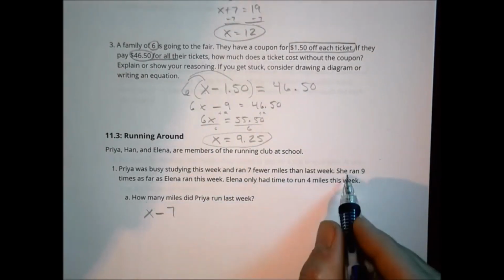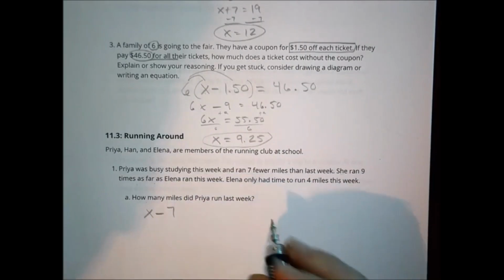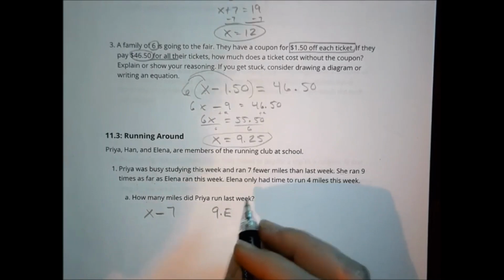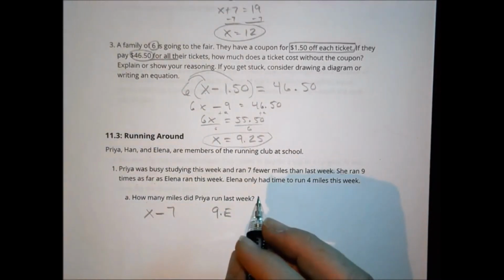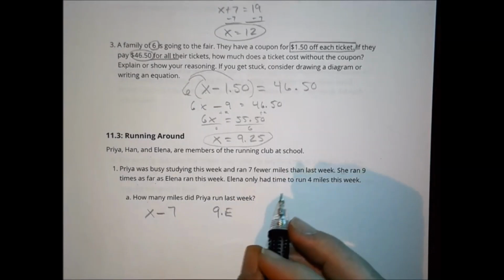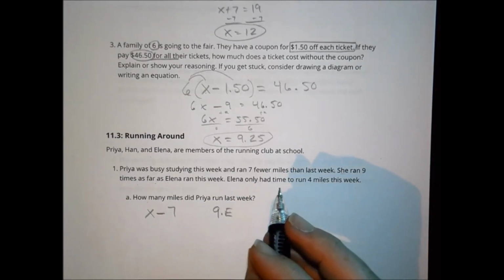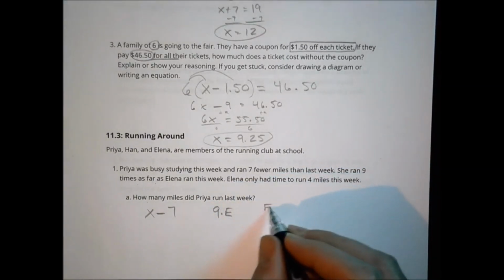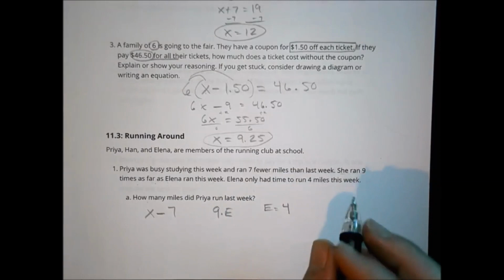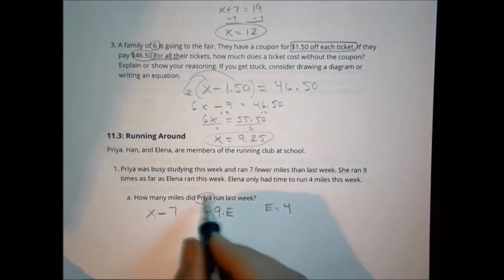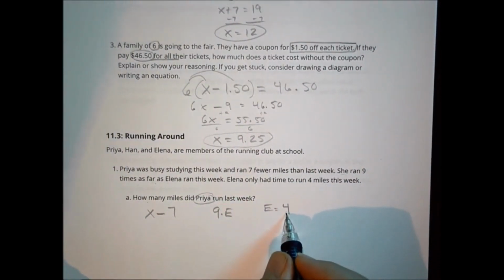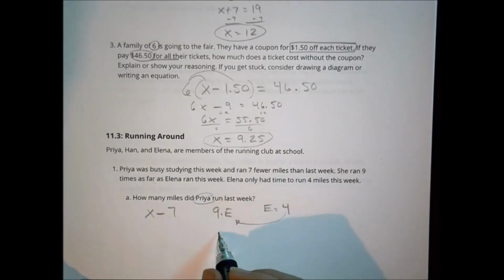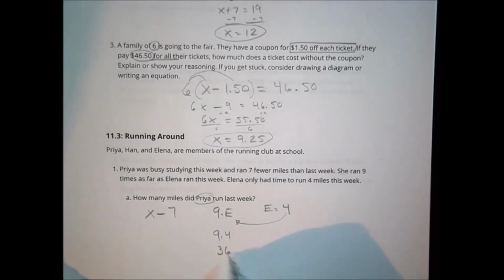Then it says she ran 9 times as far as Elena ran this week. So if you do 9 times Elena, that tells you how far she ran this week. This week is going to be 9 times Elena. So there you go. Elena then only had time to run 4 miles this week. So Elena equals 4. Okay, so working backwards, how much did Priya run last week? If Elena ran 4 this week, and Priya ran this week 9 times as far, then we know she's going to run 9 times 4, which is 36.